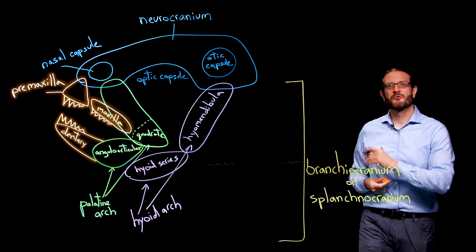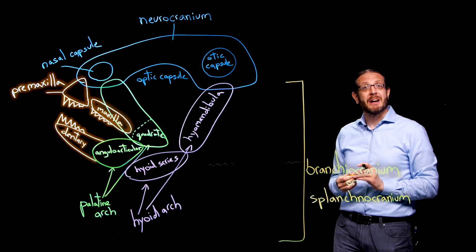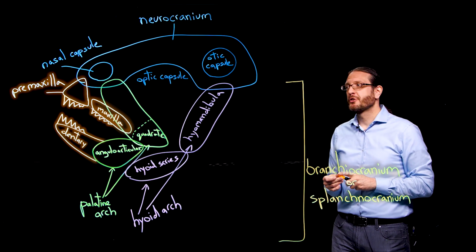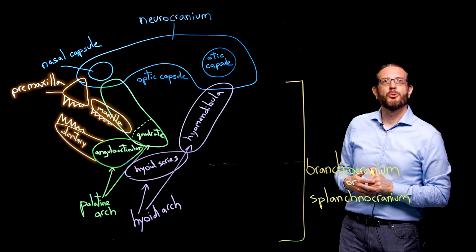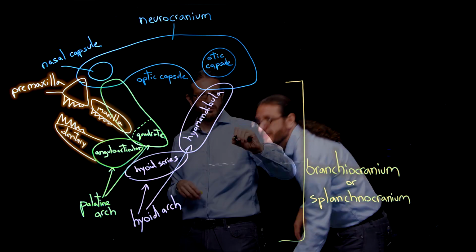Okay, so our drawing is beginning to look a lot more like a fish head. Let's add the rest of the major components of the skull. Posterior to the hyoid series, which is in that purple or pink color, you'll find 5 more bony arches, which I'll draw here in yellow.